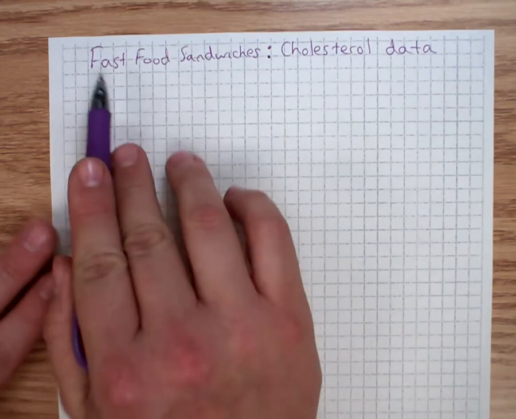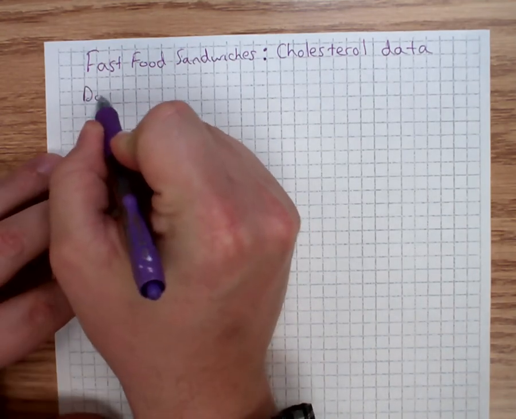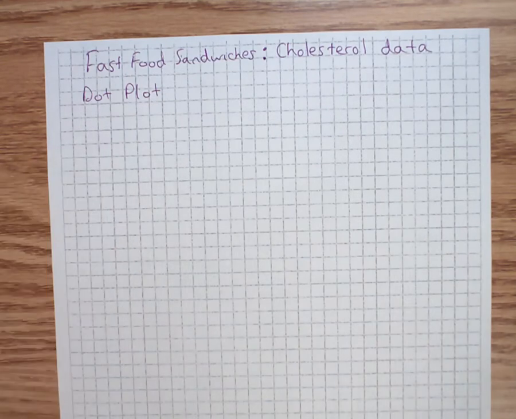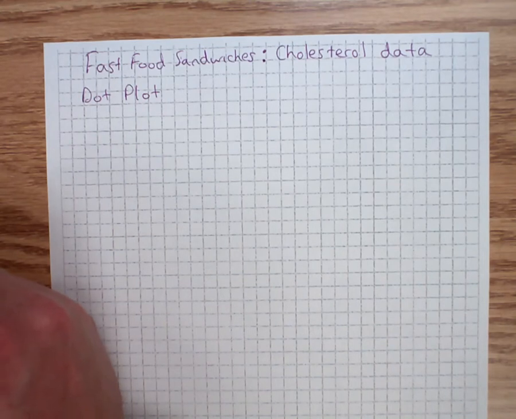When you're doing these, you need to have a label. So we're dealing with the cholesterol. The first thing we're going to make is a dot plot. I want you to look at this table, and I want you to find the lowest amount and the highest amount, silently, so that everyone has a chance to actually look for that.